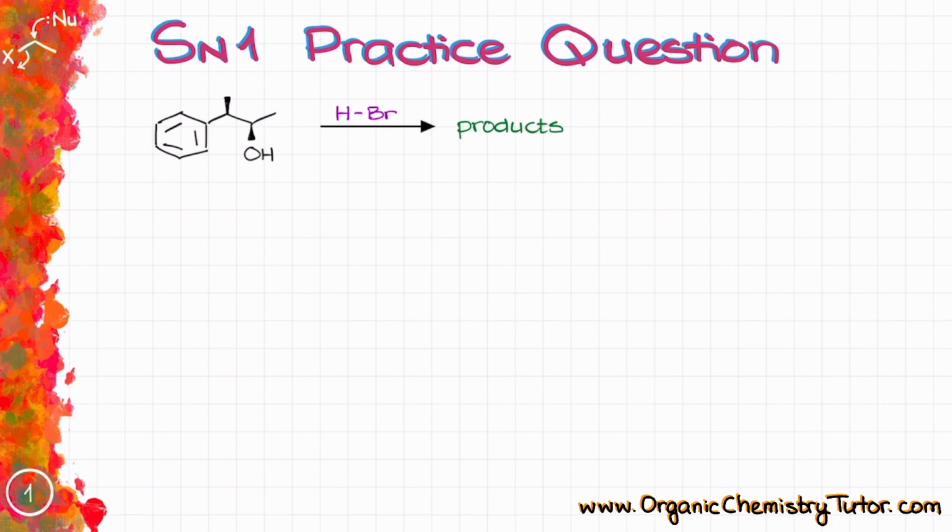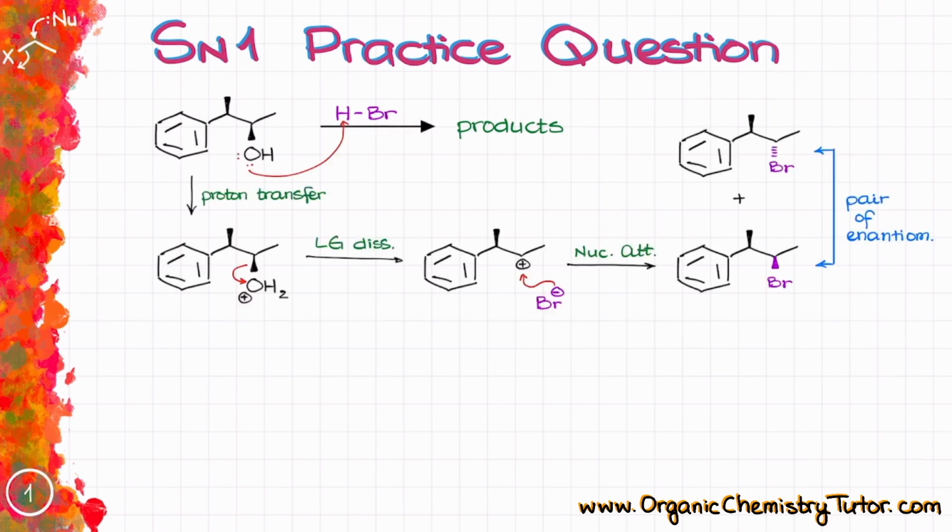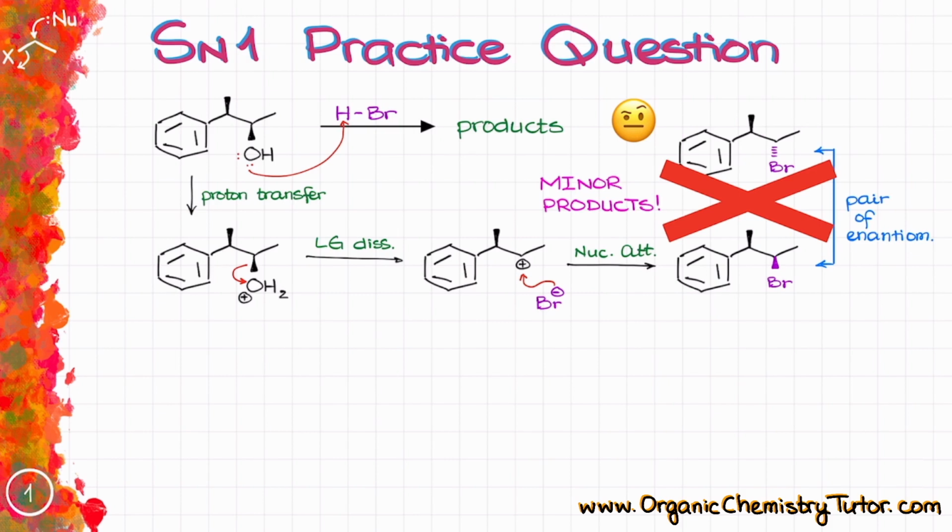So let's take a look at this question. This looks like a fairly common SN1 question, so we shouldn't really have any problems with that, right? So let me draw the mechanism real quick here and predict our products. Based on what we've learned about the SN1 reactions in the last video, this should be our final product, right? Well, wrong. Turns out that those are the only minor products in our reaction.